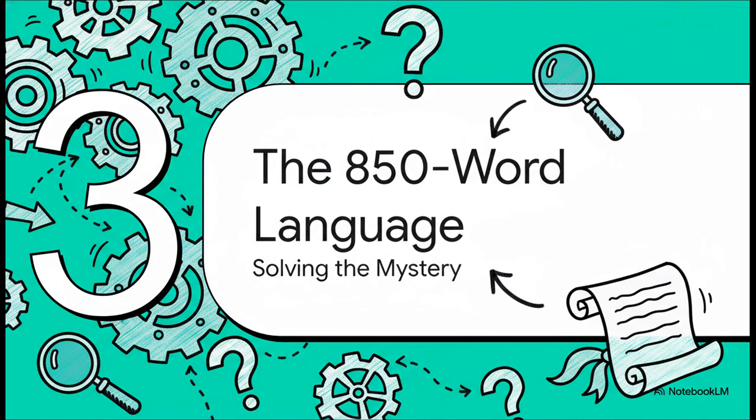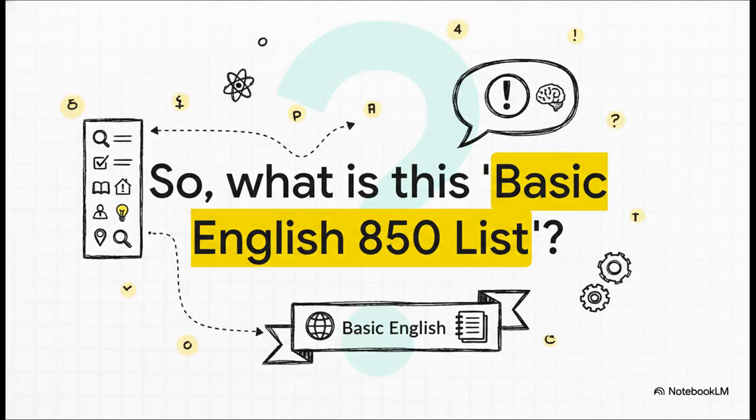All right, so we've got a handle on the word fact. Now, let's get back to our central mystery. It's time to figure out what this Basic English 850 list is all about. This is it. This is the question that kicked this whole thing off. What kind of list are we talking about here, and why is the word fact so important that it absolutely had to be on it?